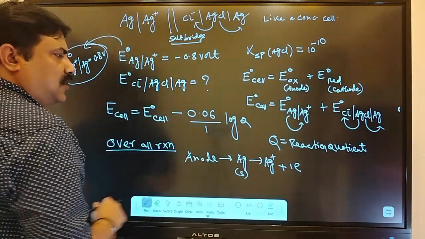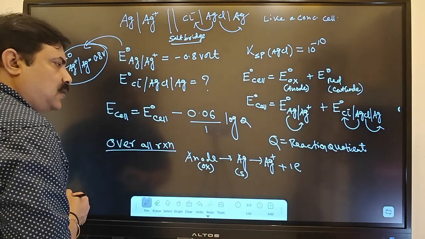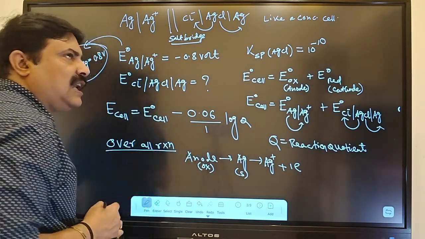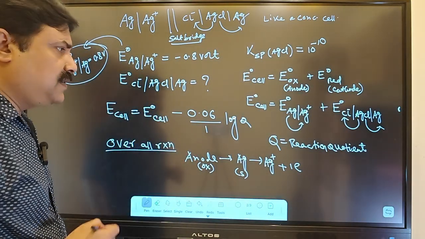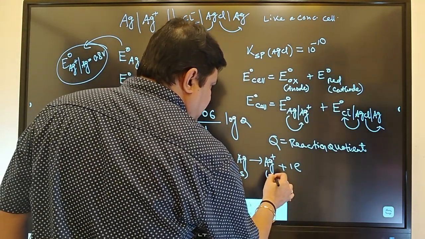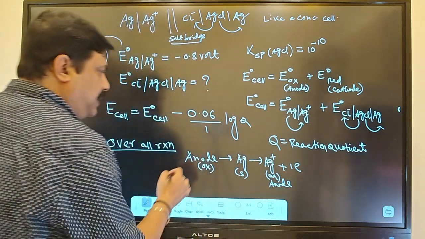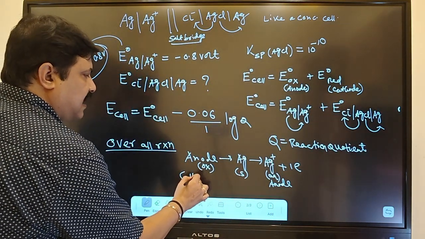Now this reaction happening at the anode is oxidation. Vowel for vowel: anode starts with A, a vowel, and oxidation starts with O, a vowel. So that way you can remember very easily. And this silver ion concentration, which is aqueous, is at the anode. Then at the cathode, what is happening? Cathode means reduction.